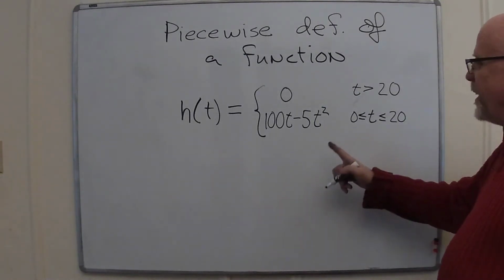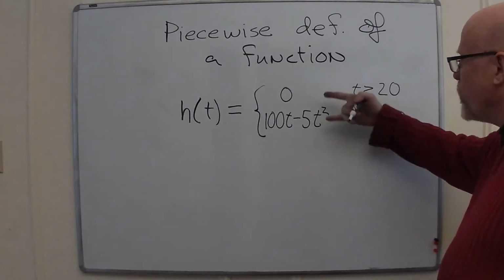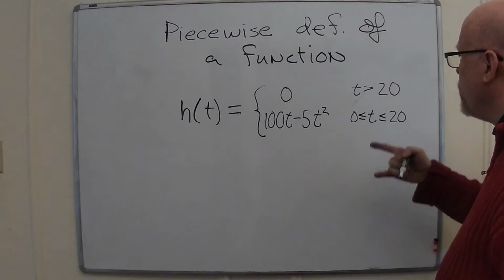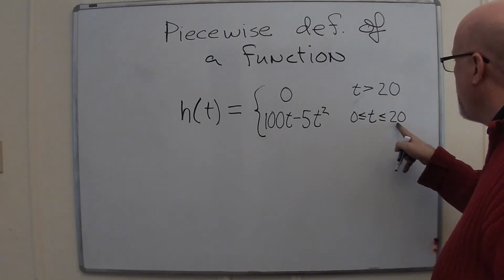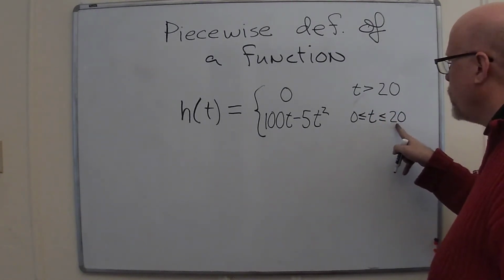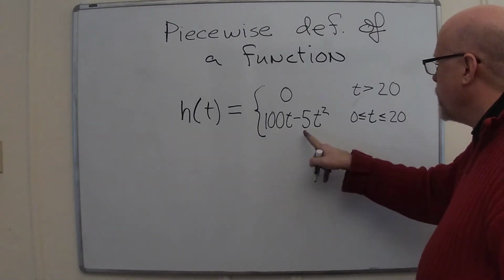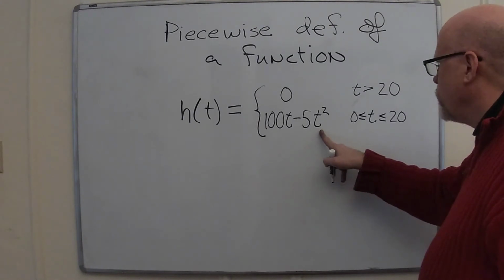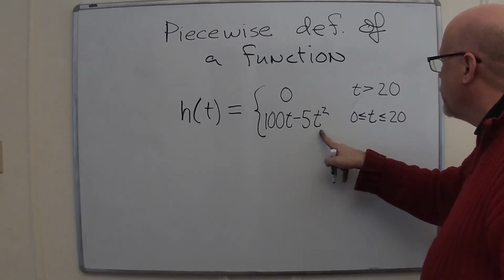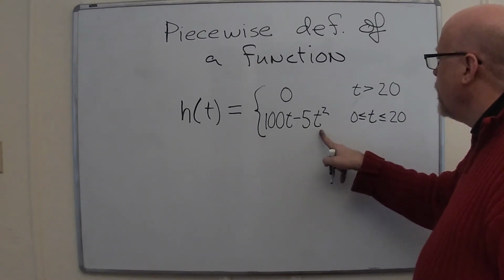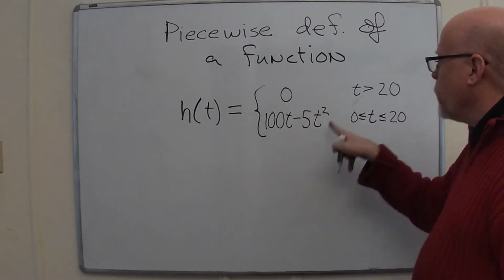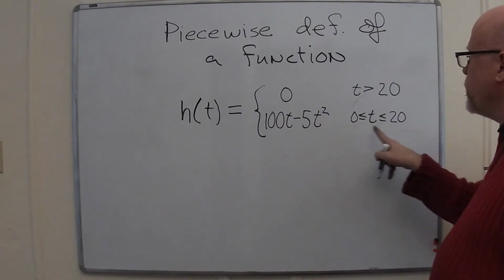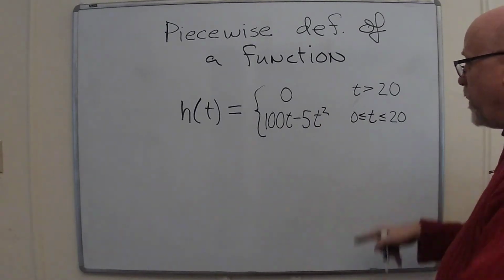The reason I knew something was up is this particular h of t has been designed so that it matches when you're at 20. If you stick 20 in here, you get 2,000 minus 5 times 400. Yeah, 2,000 minus 2,000, that's 0. And so at t equals 20, this formula gives you the 0 value too. That is, these things match.